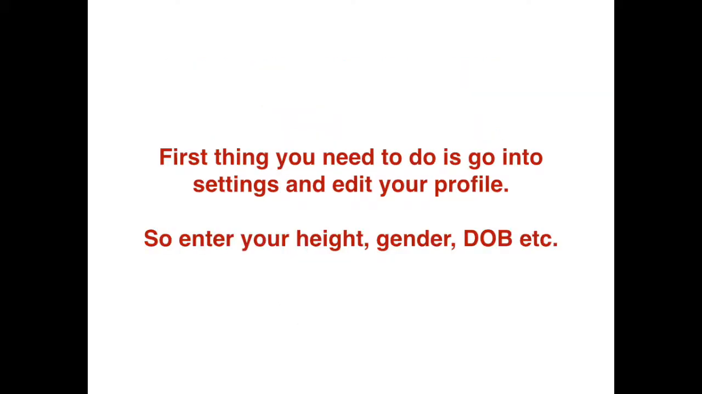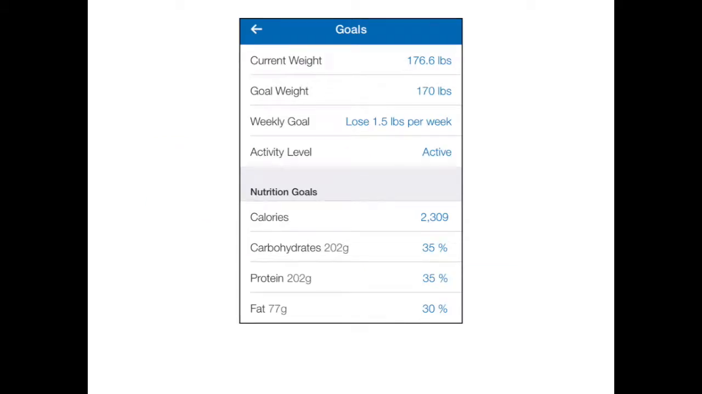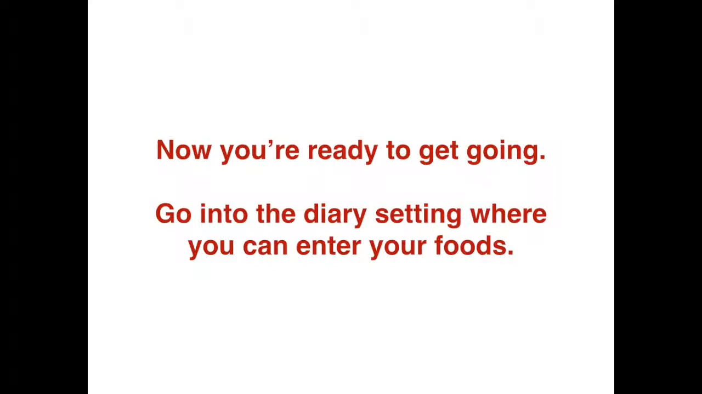Now you've downloaded MyFitnessPal, what you need to do is go into the settings and edit your profile. So you need to enter your height, your gender, and your date of birth. You then need to go into your goals and enter your calories and macronutrient split. If you don't do this, it will calculate it for you, and normally the calories are far too low. So this is done on the app through the iPhone. As you can see, I've entered the weight, weekly goal, and activity level. I've also put in the calories and the macronutrient split. Now you're ready to get going.